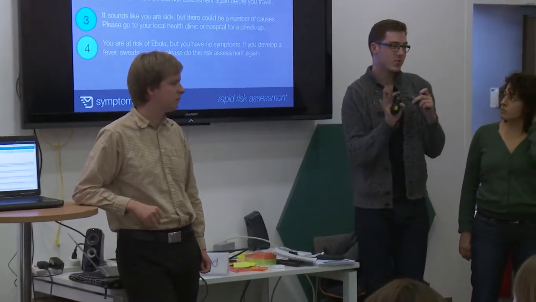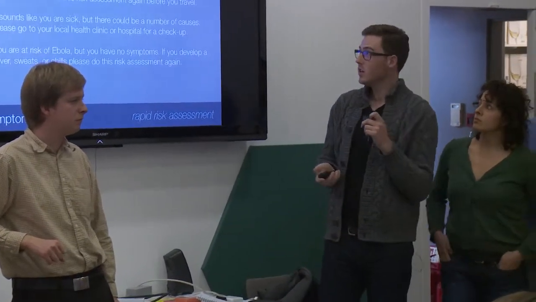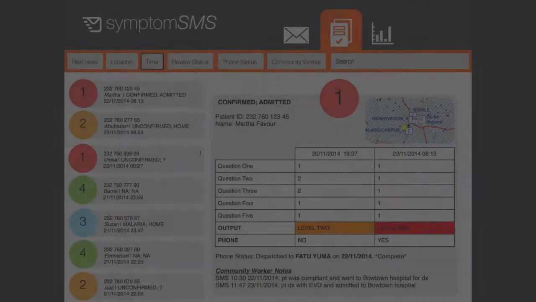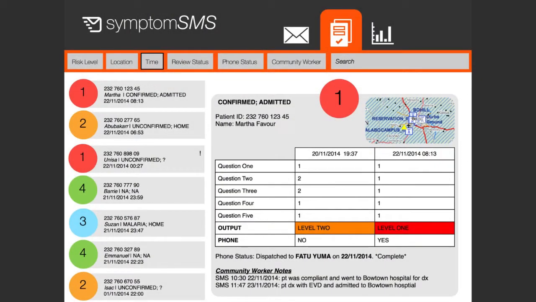So that's the user side of our application, but we also have a cloud-based dispatching system that you can log on to online. So here you can see, this is a mock-up of our interface, there are three main tabs: a mail tab, an assessments tab, and an analytics tab. Right now we're on the assessments tab. So on the left-hand side here, you see in real time the assessments that are coming in from patients, and these are the automatically generated risk categories 1 to 4.